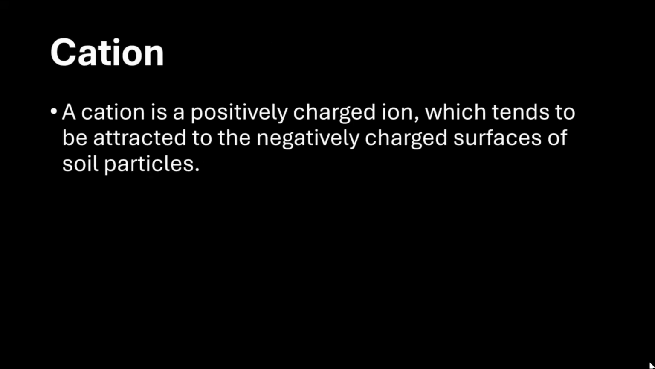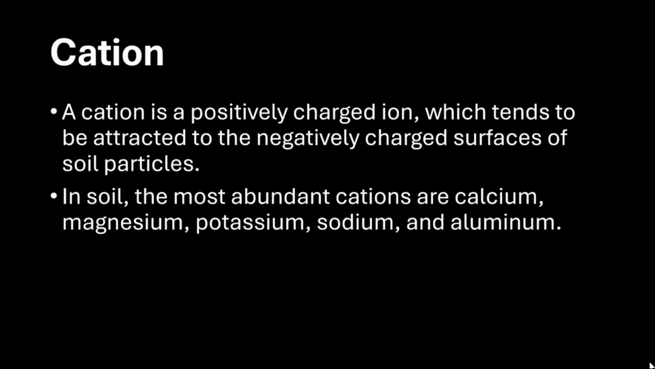Cation. A cation is a positively charged ion, which tends to be attracted to the negatively charged surfaces of soil particles. In the soil, the most abundant cations are calcium, magnesium, potassium, sodium, and aluminum.